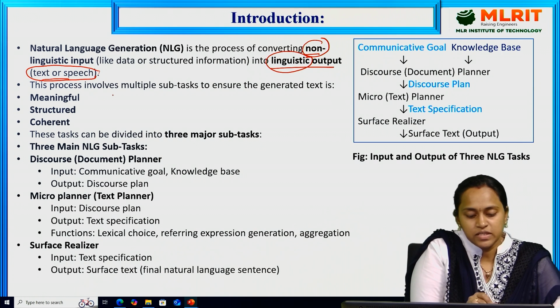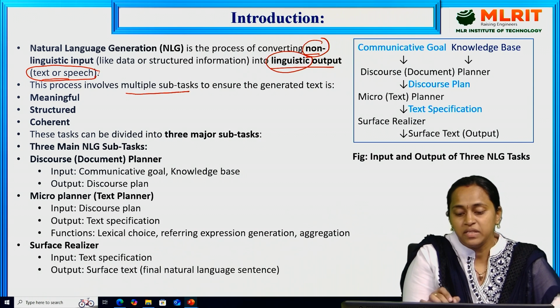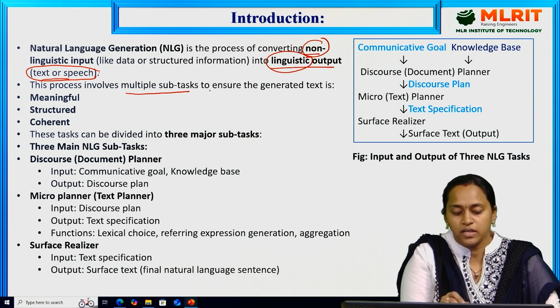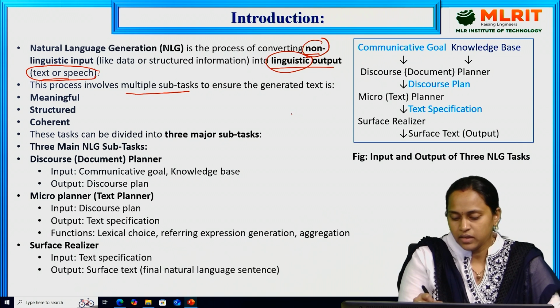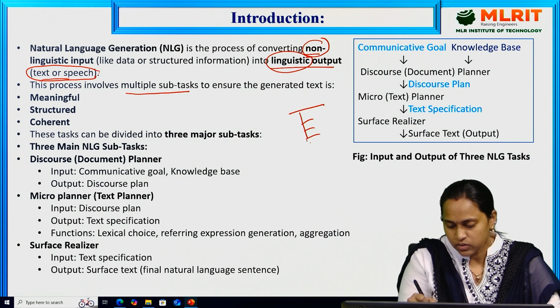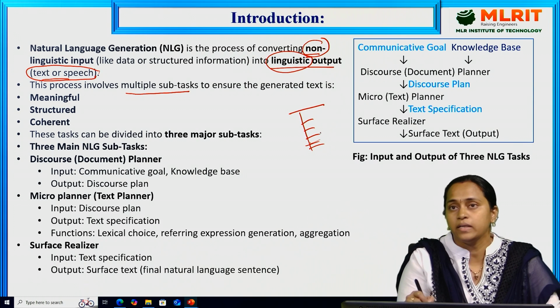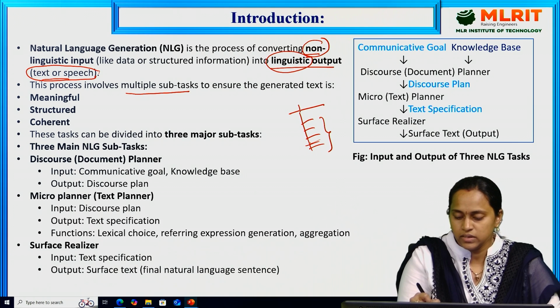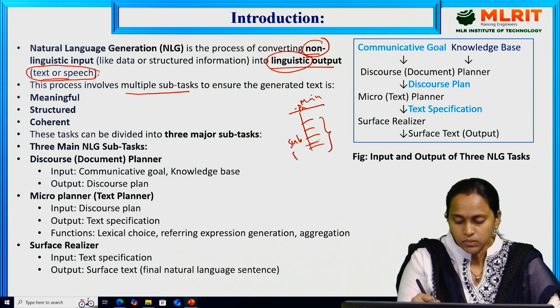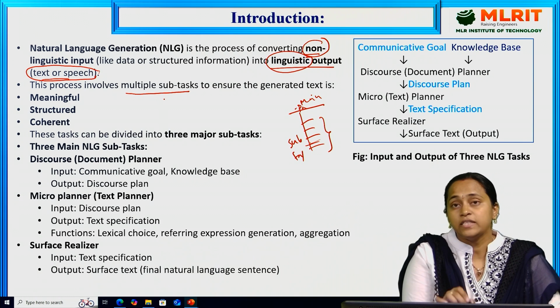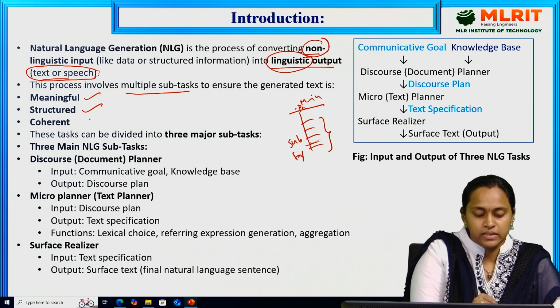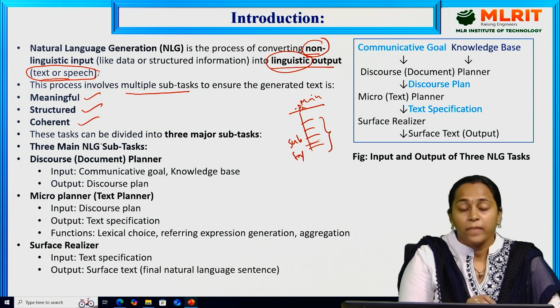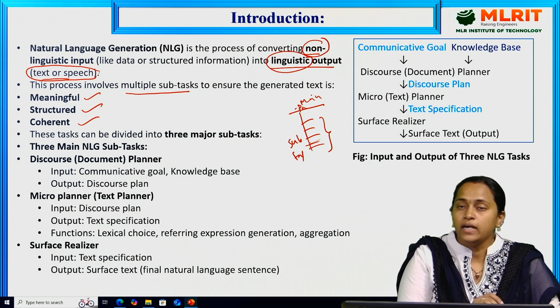Okay, this process involves multiple subtasks. That means whenever we are generating tasks, we can generate multiple subtasks. So this is a main task, and under this main task there are some subtasks, like a tree structure. Under the tree, the parent node is single, and we have some chain-like subtasks. This is a parent node. These are the chain: main task, subtask, like this. So these subtasks are very meaningful, structured and coherent. That means the sentence is meaningful, in a structured format, and has coherent information, right?